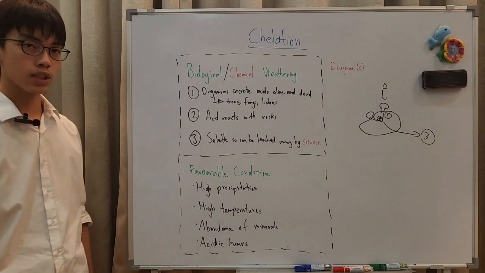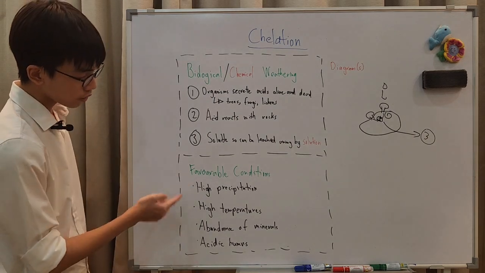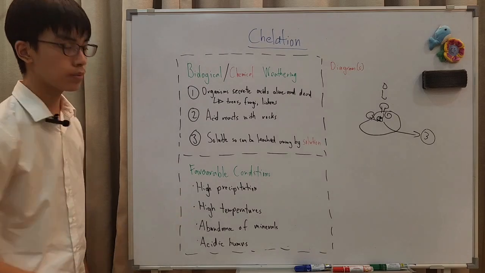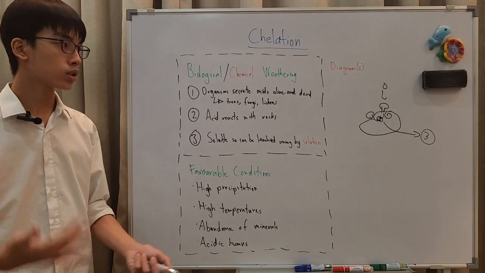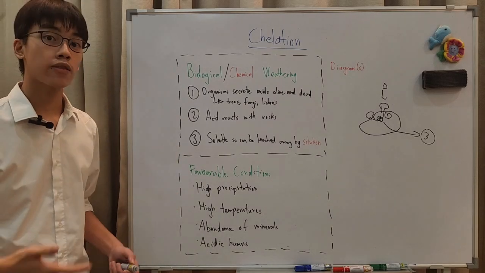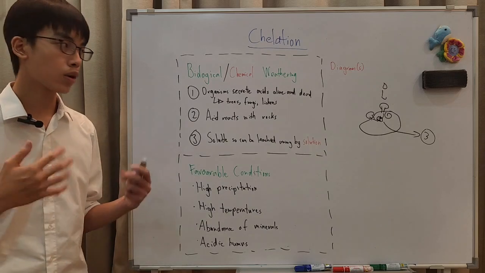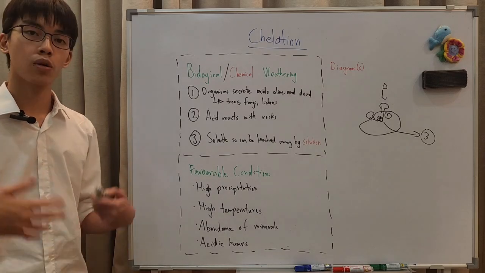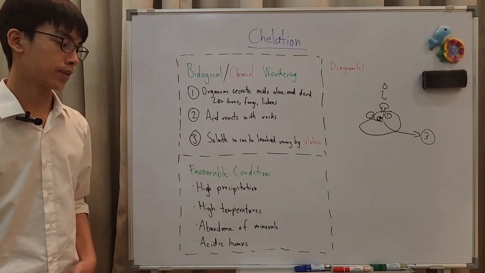So here are the favorable conditions for chelation. What increases the rates of chelation? These 3, high precipitation, high temperatures, and abundance of minerals, explain why there is much more microorganisms in the ecosystem. So therefore, the more microorganisms you have, the more organisms you have in general in your area, the more chelation will occur because more acid can be secreted and more decomposition can occur because your trees or your plants and your animals are dying.